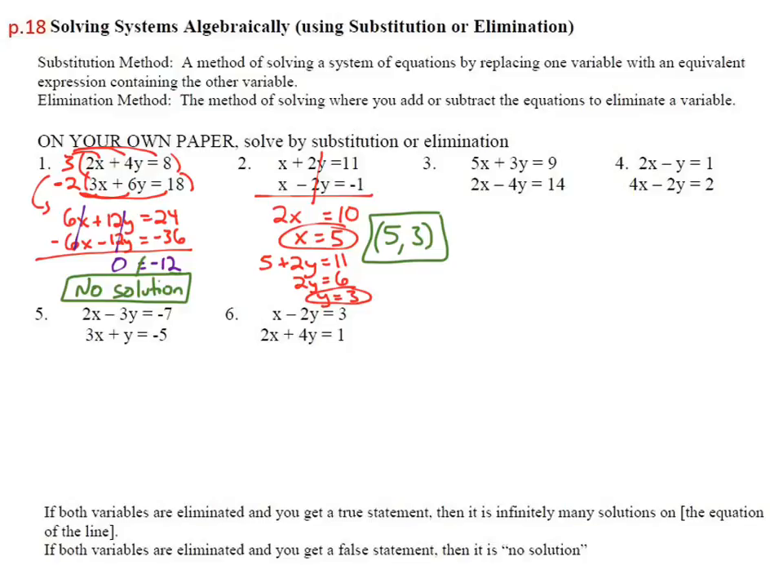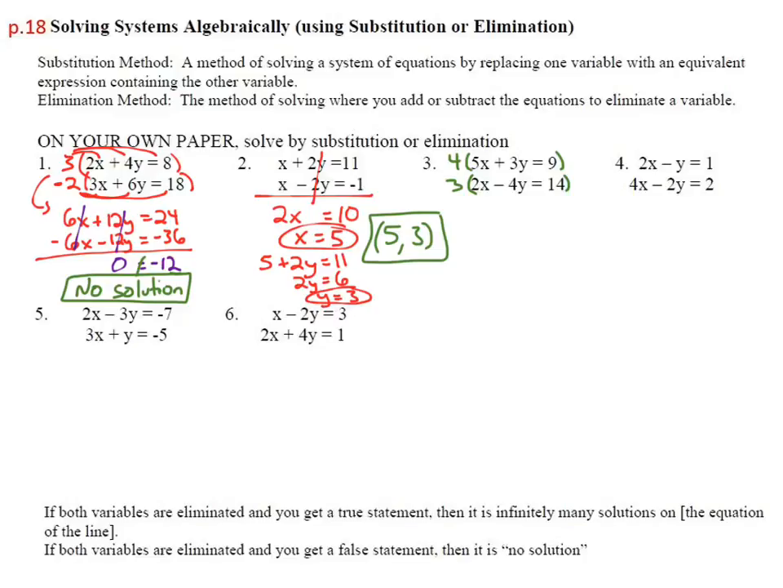So looking at 5x plus 3y equals 9, and then 2x minus 4y equals 14, we could choose to eliminate x or y first. It doesn't really matter. But I see that with a positive 3y and a negative 4y, I'm just going to multiply the first equation by 4 and our second equation by 3. That way I'll have a positive 12y and then a negative 12y and eliminate the y's.